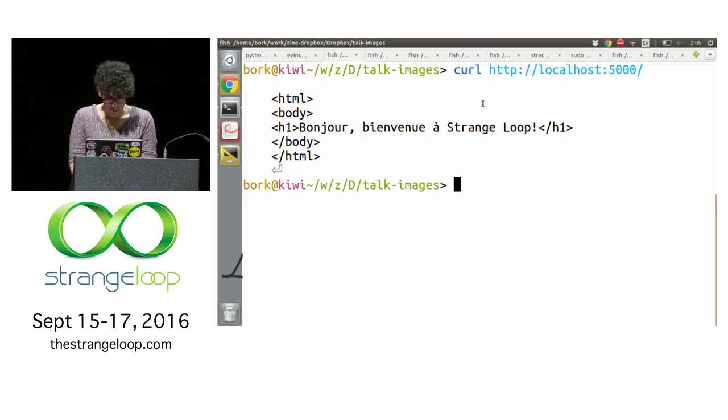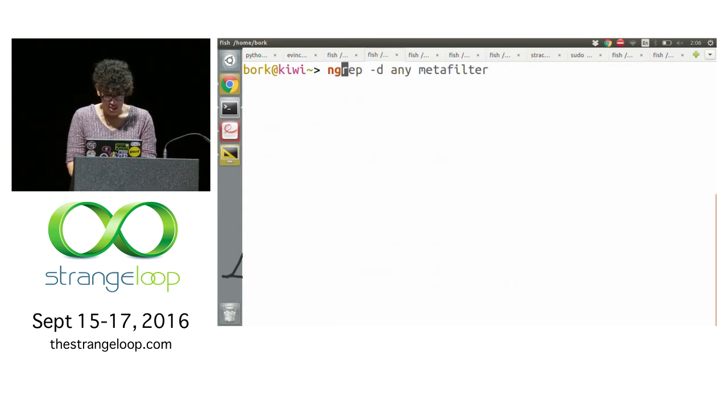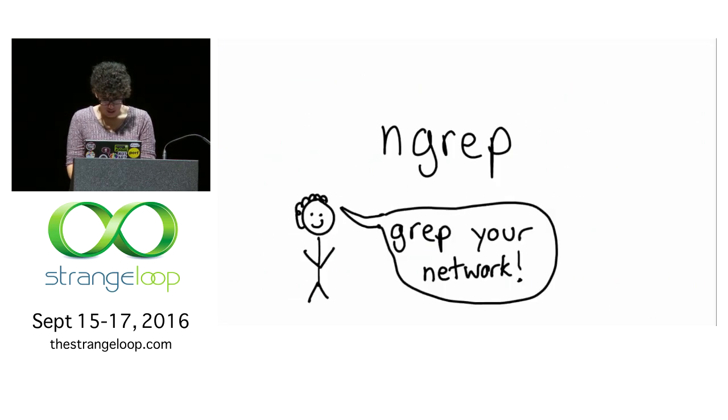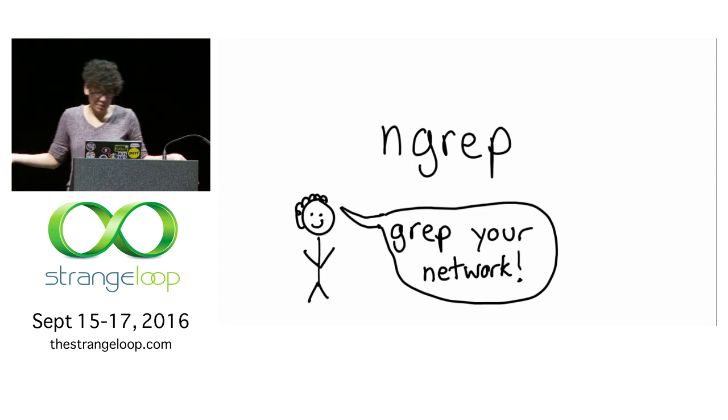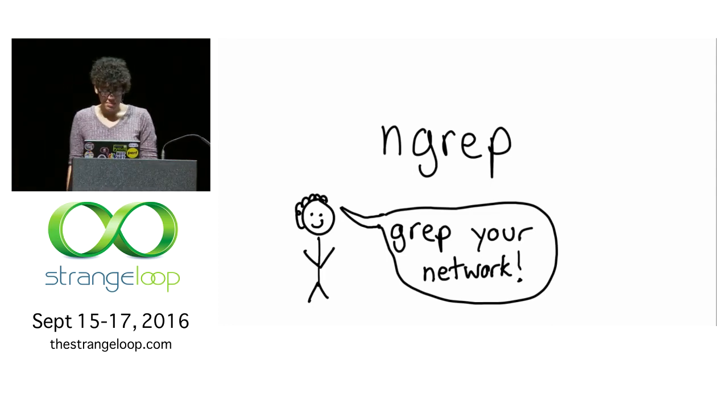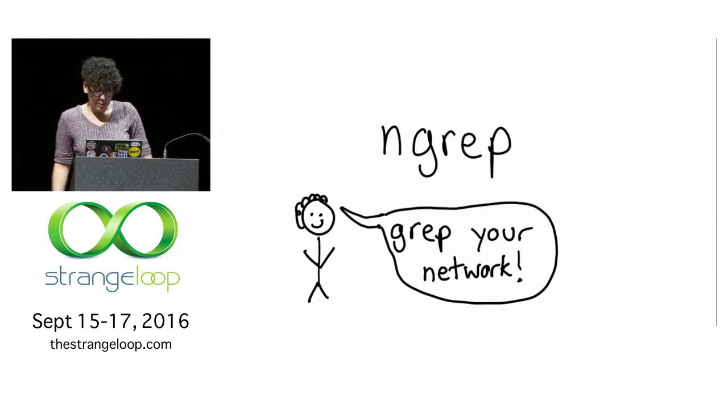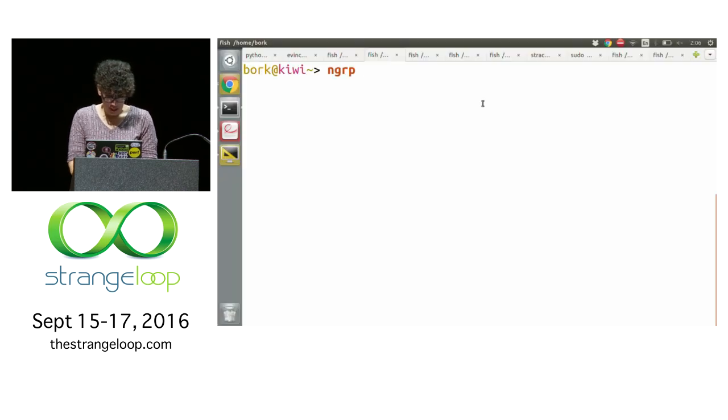So what I do to find out is there's this program called ngrep. Ngrep is grep for your network, literally. So grep searches a file, ngrep searches your network. And I'm just going to print out some of the network packets on my local network.